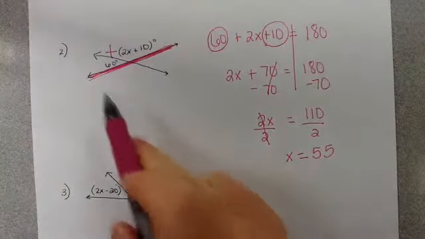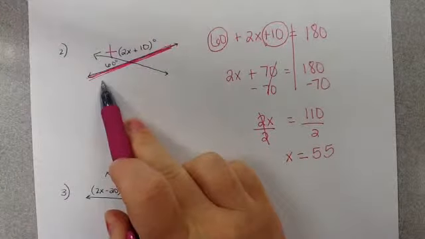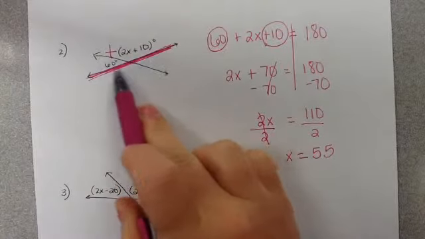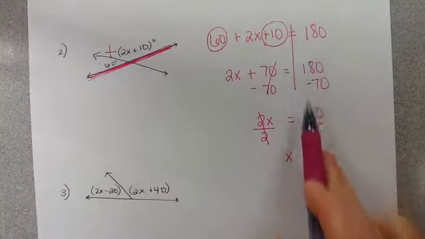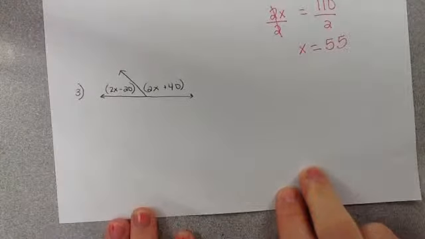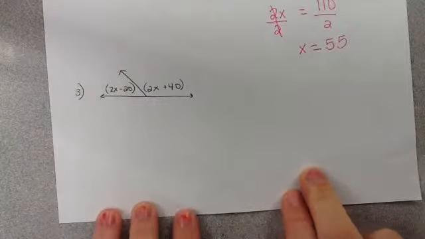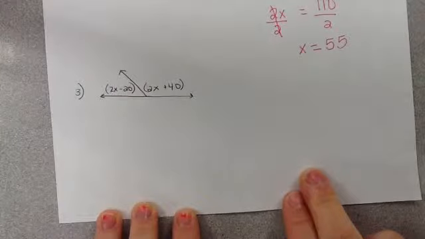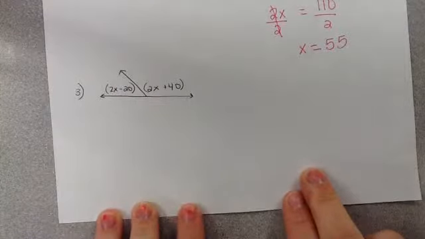So if they make a straight line, they are supplementary. You know that they add together to equal 180. Solve for x. Go ahead and try number 3 on your own. Find the value of x. Let's see how you did.